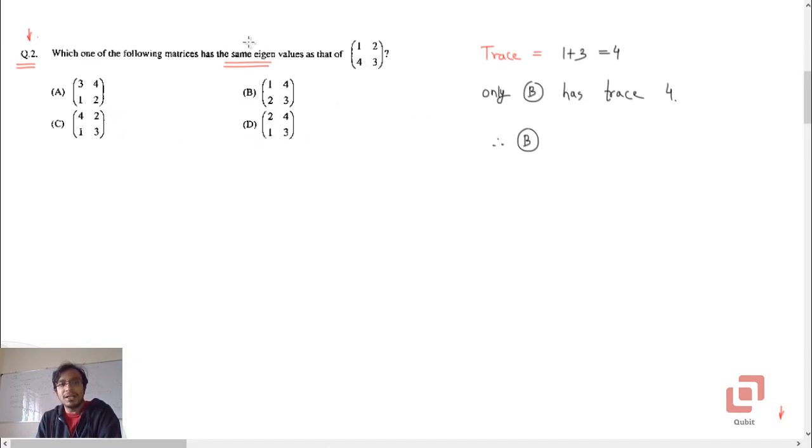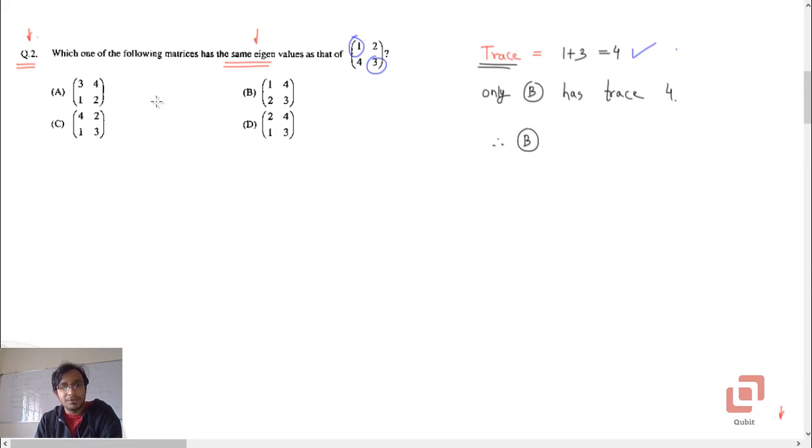Now if the matrices have same eigenvalues, they must have the same trace, which is the sum of the diagonal elements, because trace is nothing but the sum of the eigenvalues but also the sum of the diagonal elements. So for our matrix the trace is 4.